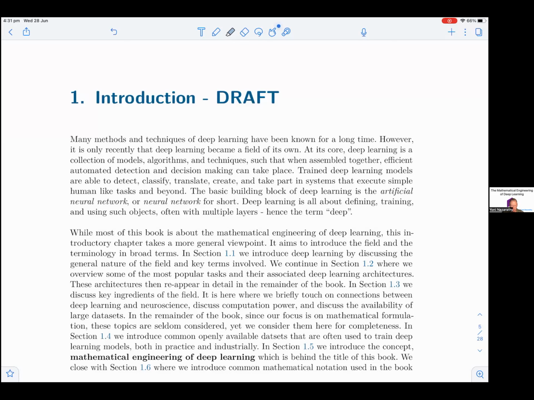Trained deep learning models are able to detect, classify, translate, create, and take part in systems that execute simple human-like tasks and beyond. The basic building block of deep learning is the artificial neural network, or neural network for short. Deep learning is all about defining, training, and using such objects, often with multiple layers, hence the term deep.